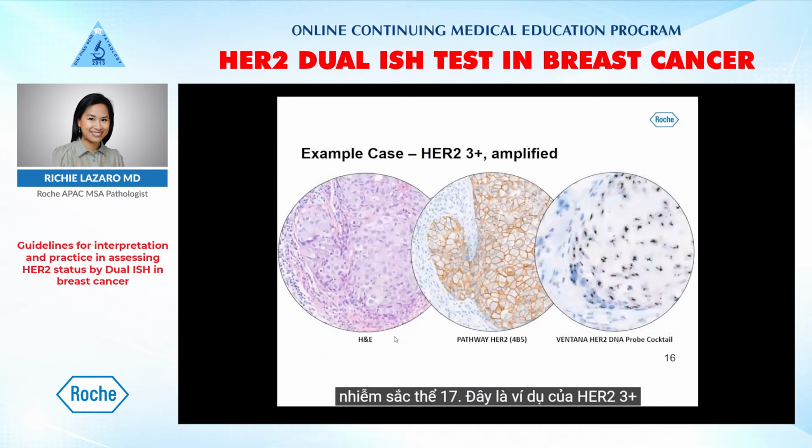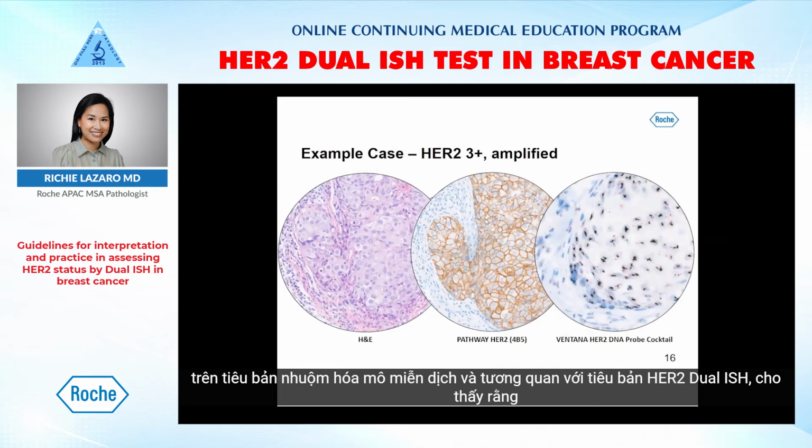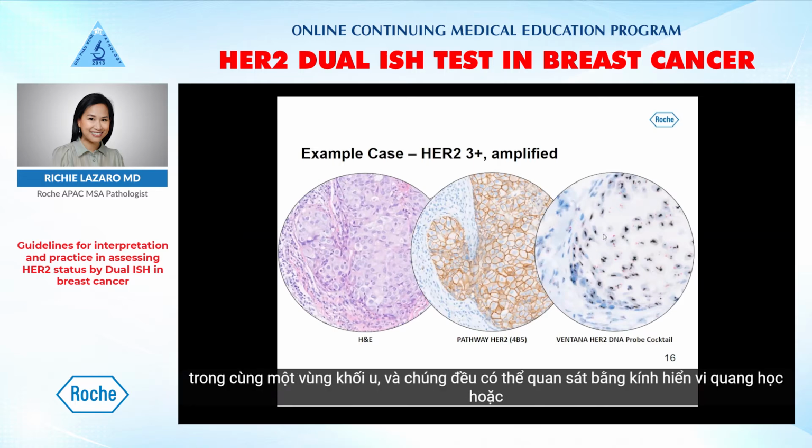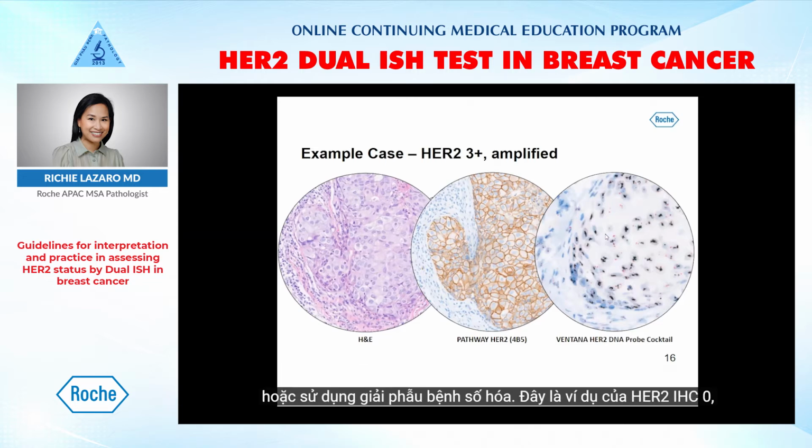Here is an example of a HER2 3+ IHC slide and its corresponding HER2 dual ISH slide to demonstrate what amplified HER2 may often look like, with clusters of black HER2 signals and at least 2 red signals of the chromosome 17 within the same cell. Notice that H&E, IHC, and ISH are all viewable within the same tumor area, as they can all be viewed in a conventional microscope or with the use of digital pathology.